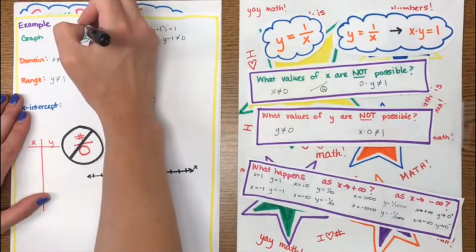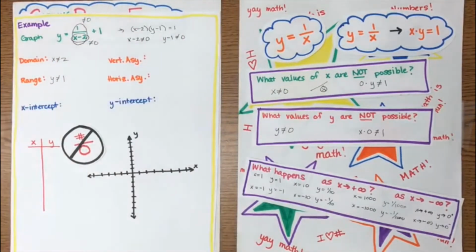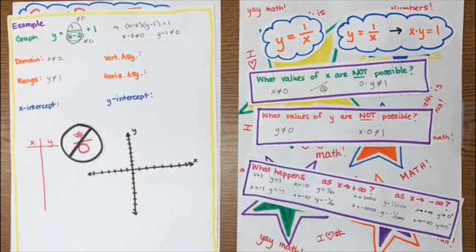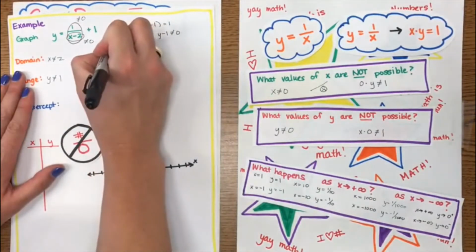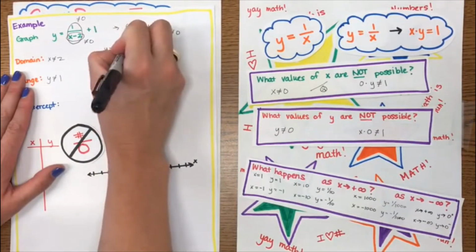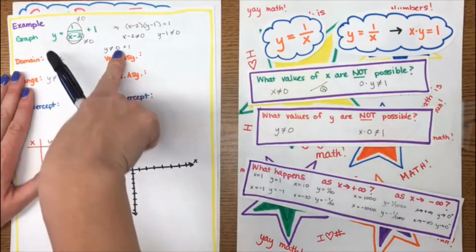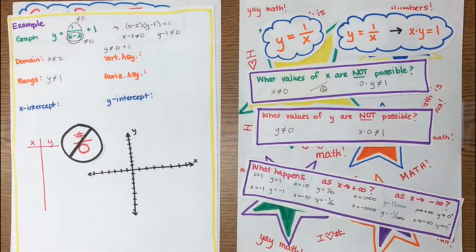Additionally, 1 over x minus 2 cannot be equal to 0. A non-zero number divided by any number can't be equal to 0. So then I end up getting that y cannot be equal to 0 plus 1, because if this can't be equal to 0, I can't substitute 0 in, so this would be illegal. So I end up getting that y can't be equal to 1. So that's two different ways of looking at it.